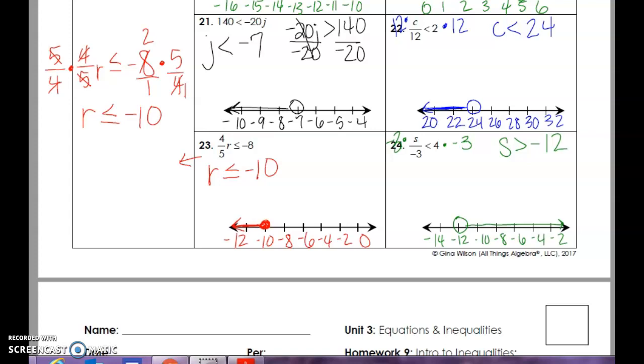On number 22, we multiplied both sides of our inequality times 12. 2 times 12 is 24. So that is an open circle shaded to the left.